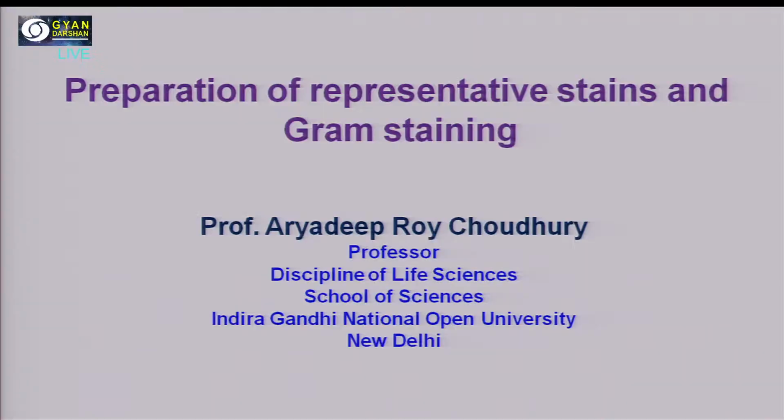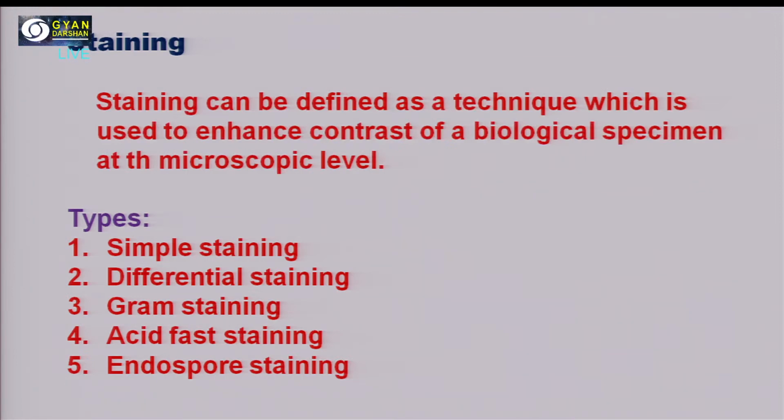So what is the purpose of staining? Basically, if you want to visualize any particular biological organism, then you need to stain it. So that is why this is a very important part which we are going to discuss, that is preparation of representative stains and gram staining. Now, why do we go for staining? Staining is actually a process by which you can enhance the contrast of any biological specimen at the microscopic level.